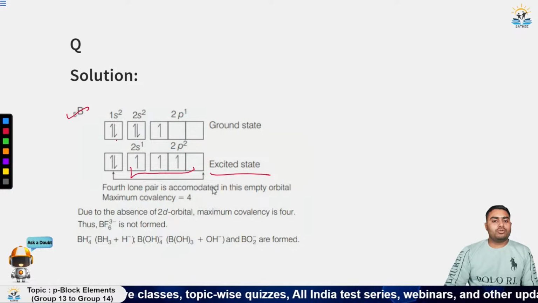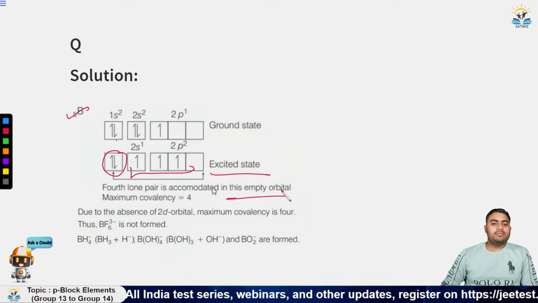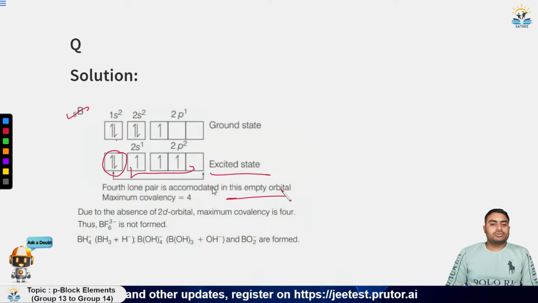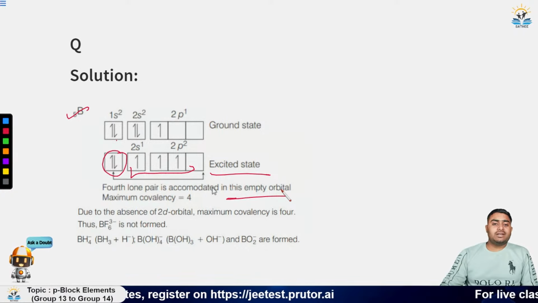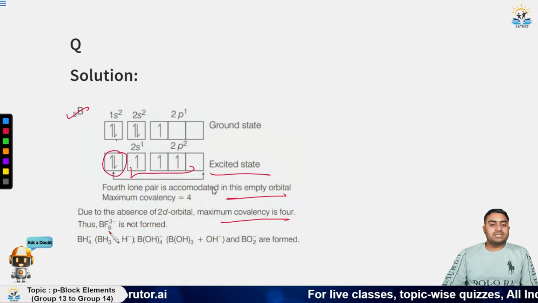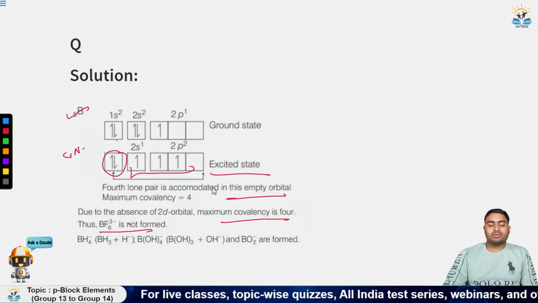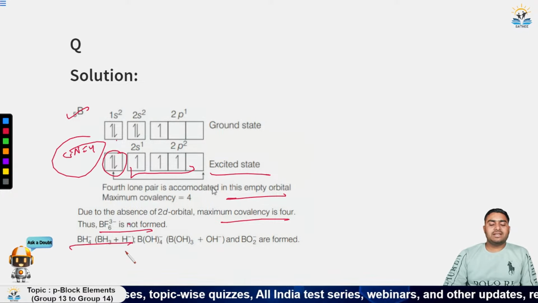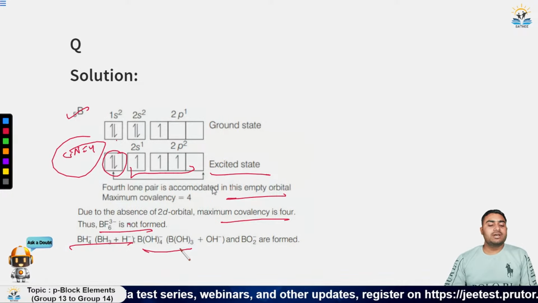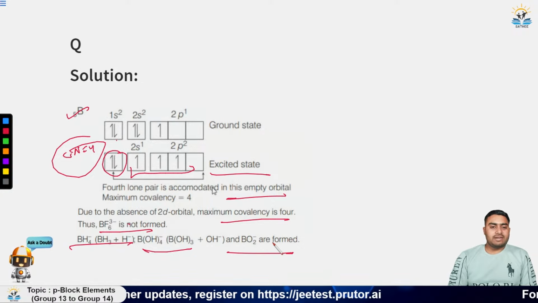Now boron can form three bonds, so the fourth lone pair is accommodated in the empty orbital. Maximum covalency is 4 in the case of boron, right? Generally it forms three bonds. Due to the absence of d orbitals in the 2nd shell, maximum covalency is 4. Thus BF6 3- is not formed. Only covalency 4 is possible, like BF4 negative, BH4 negative, B(OH)4 negative, B(OH)3 which is boric acid, and BO2 negative.